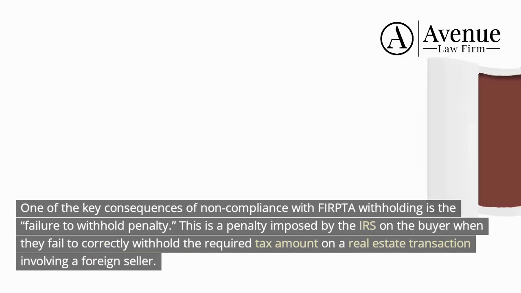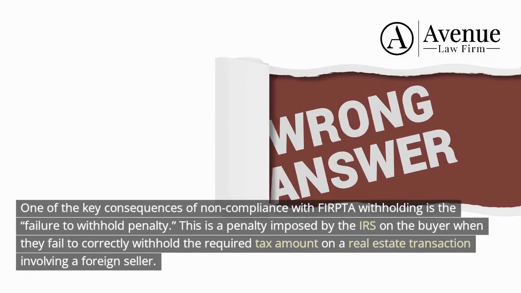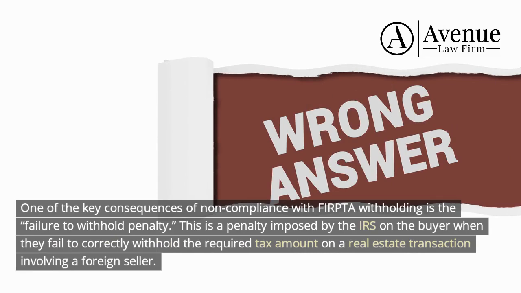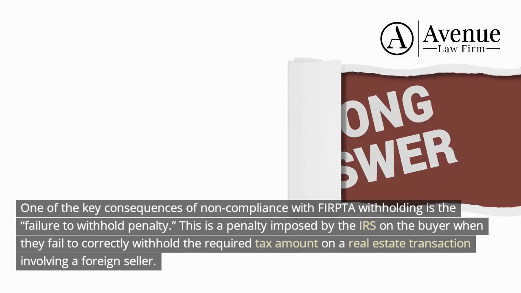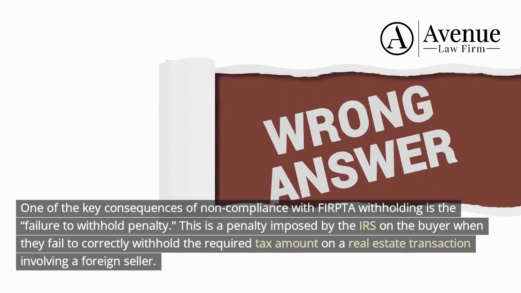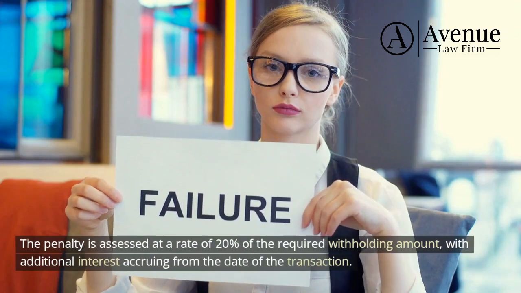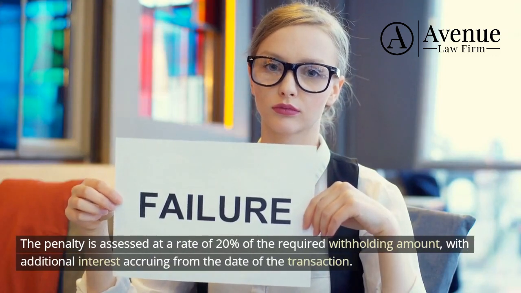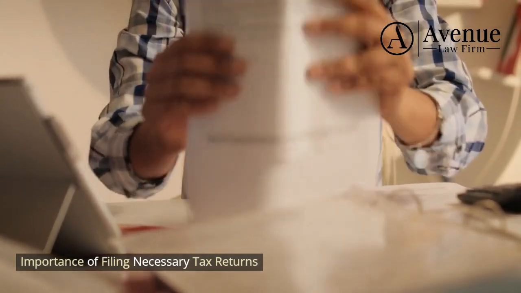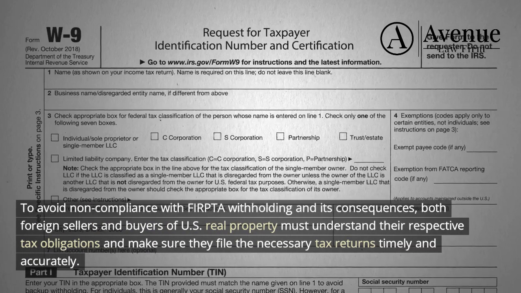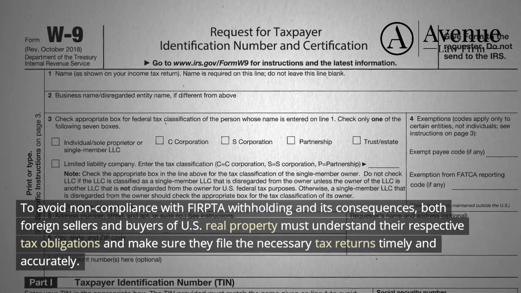Failure to withhold penalty. One of the key consequences of non-compliance with FIRPTA withholding is the failure to withhold penalty. This is a penalty imposed by the IRS on the buyer when they fail to correctly withhold the required tax amount on a real estate transaction involving a foreign seller. The penalty is assessed at a rate of 20% of the required withholding amount, with additional interest accruing from the date of the transaction.